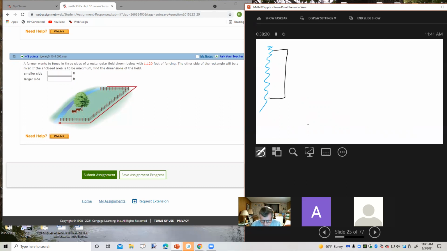Okay, but anyway, we've got 3 sides of a rectangle that we're going to build. And we have a total of 1,120 feet of fence. Okay, so we've got to build this side and this side and this side. Those 3 sides have to add up to 1,120 feet. Now, since we're building 3 sides of a rectangle, we can assume that this side and this side are equal. You all right with that? Yes. Okay.